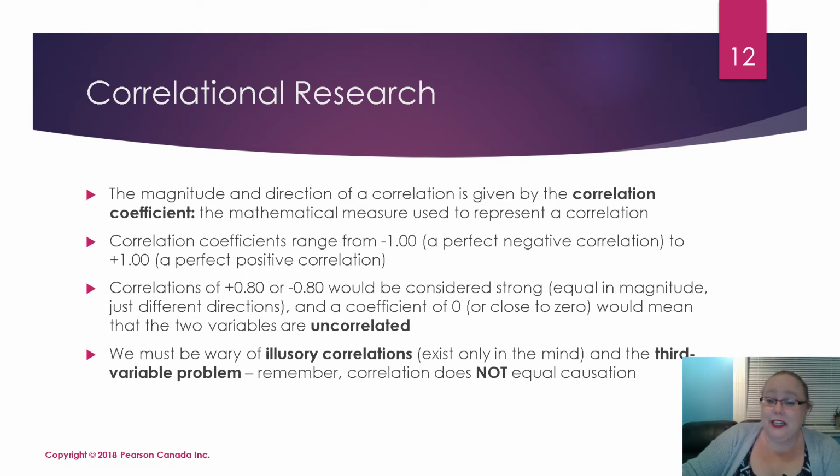And another thing to really watch out for is the third variable problem. I'm going to say this right now. You'll probably hear me say it at least 5 more times before the end of the semester. Correlation does not equal causation. Just because two variables are related, even if they have a very strong relationship, even if it was a perfect correlation, that does not mean one causes the other. And it's very, very common to think, well, they're so related, one must be causing the other, but there's always the possibility that there's a third variable that's affecting both of those things.